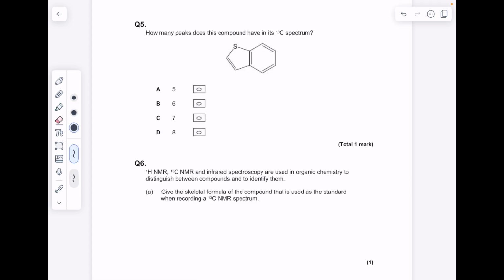How many peaks does this compound have in its 13 carbon spectrum? Let's colour code again. 1 carbon environment, 2, 3, 4, 5, 6, 7, 8. It's not a trick question, the answer here is 8.